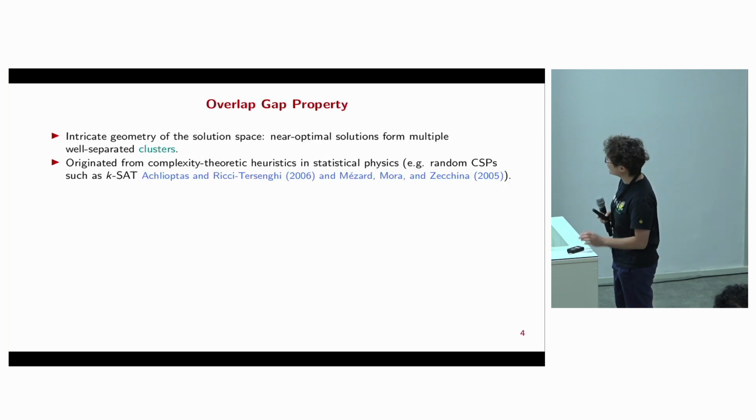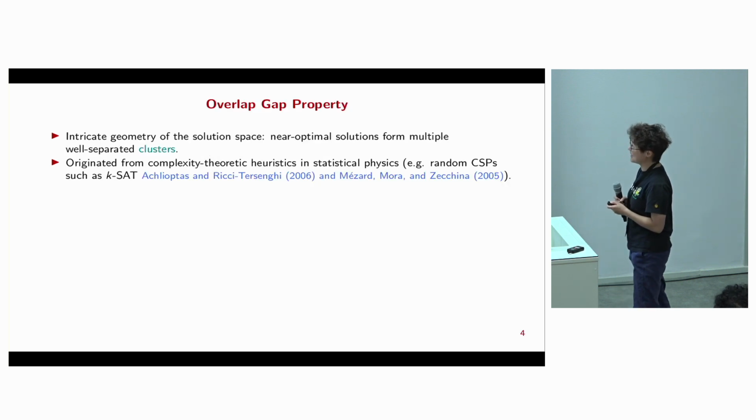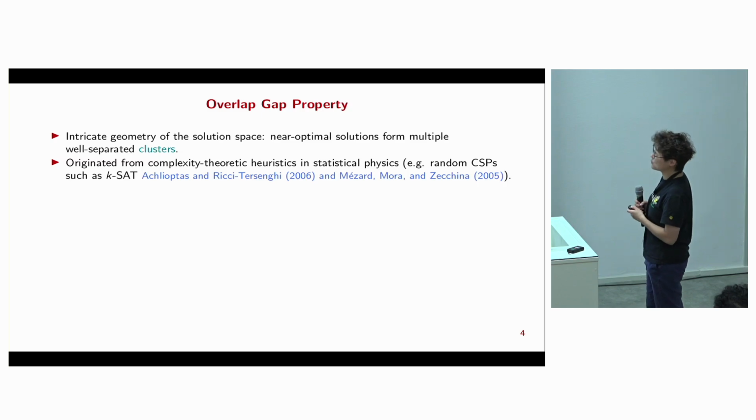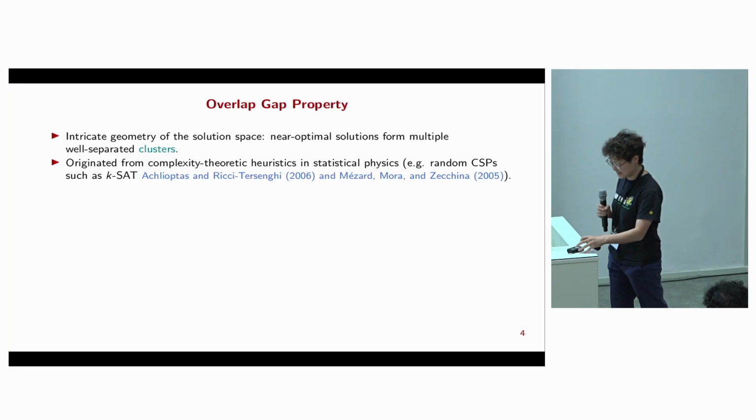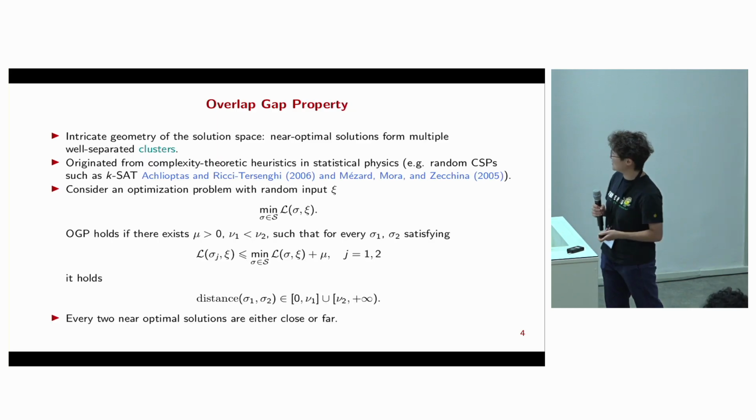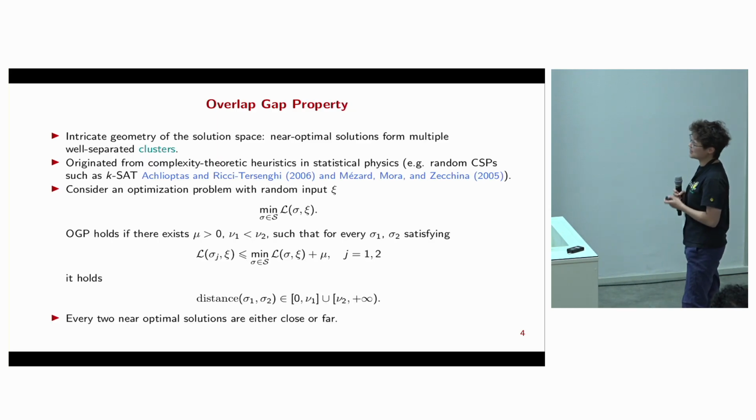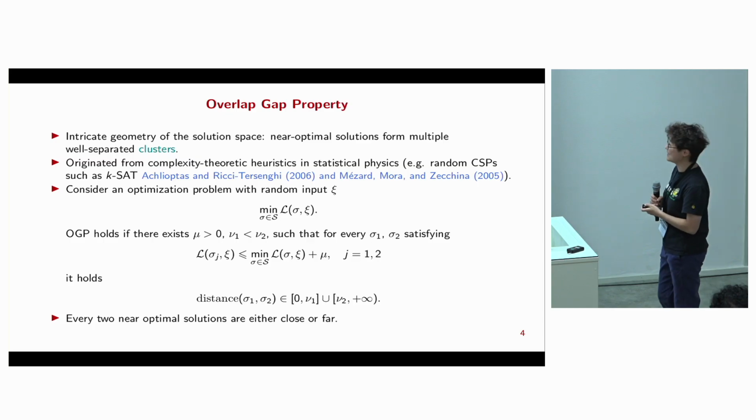So essentially, this is just saying that if you look at approximate optimal solutions or near optimal solutions, they form some clusters. The OGP originated from some study in statistical physics, and here's the definition. Suppose, and this is pretty much the only technical part in the slide, suppose that we look at an optimization problem with a loss function, and then there's some random input xi.